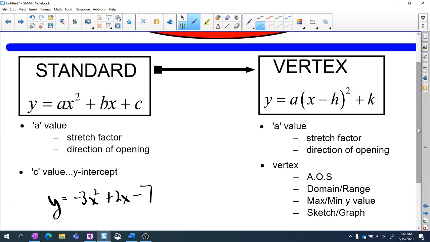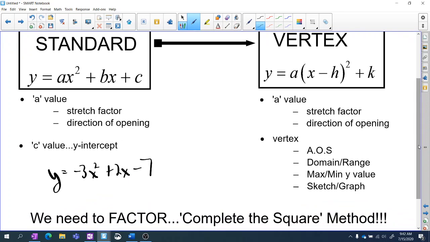Versus this one, you'll see I can get a lot more out of this one. So for example, if I had y equals 2(x plus 5) squared minus 4. Well, let's identify what I can see out of this one. I know that it opens up. I know that it has a stretch factor of 2, over 1 up 2. I know the vertex is negative 5, negative 4. I know the axis of symmetry is x equals negative 5.